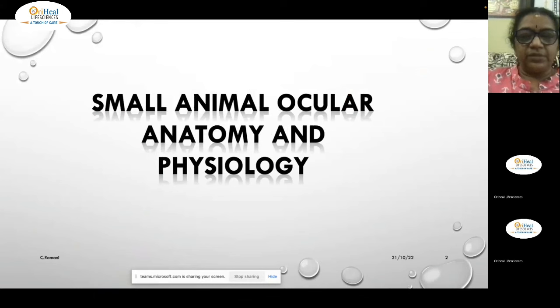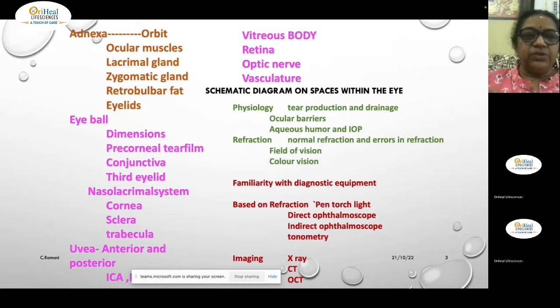The small animal ocular anatomy and physiology. We will study the eyeball as well as the adnexa. The adnexal structures are very important, which support the eyeball, and they consist of the orbit, the muscles, glands, fat and eyelids, etc. And then comes the actual eyeball. We will study the anatomy of the eyeball from dimensions and all the layers, starting from outside to inside. The transparency of the organ is also exploited, where you study from the precorneal tear film down to the conjunctiva, then the sclera, then the lens, vitreous body, retina, etc.